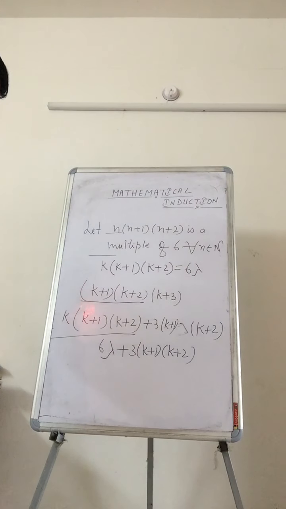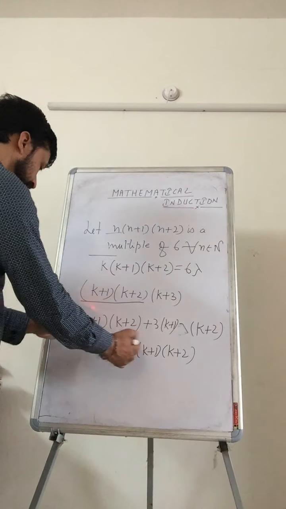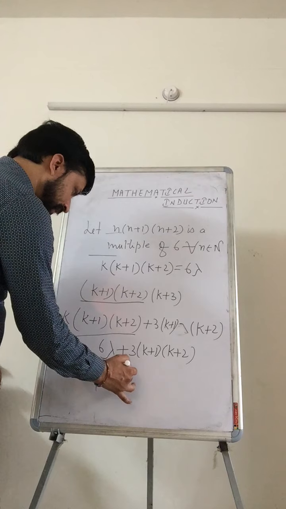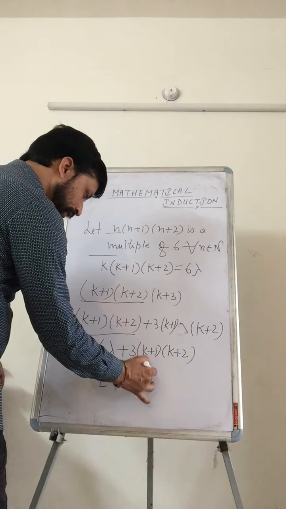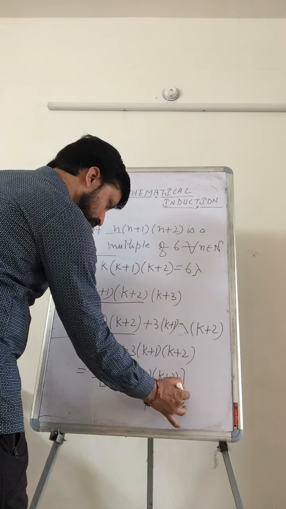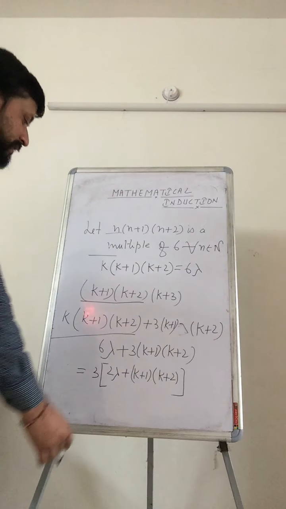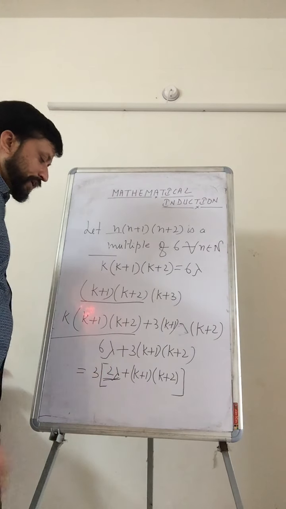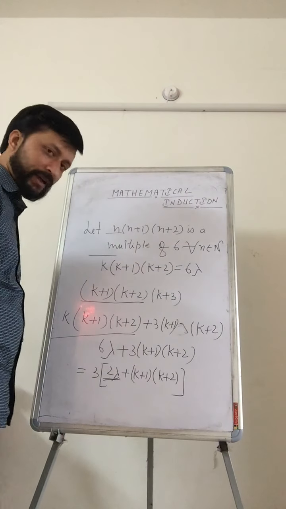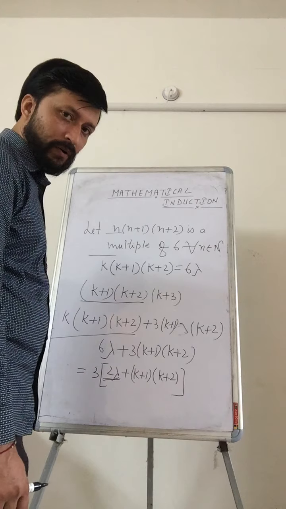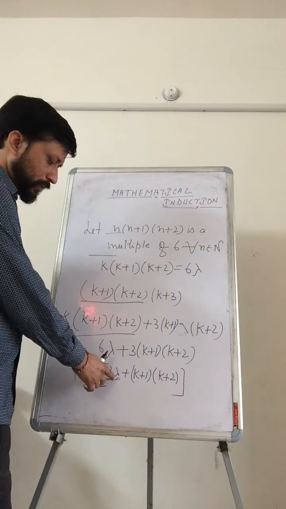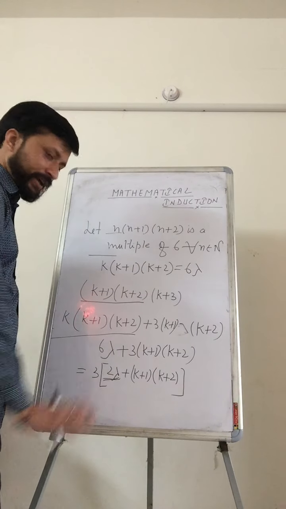Next, what can we do? We can take common from here. If we take common, then we are getting here 2 lambda plus k plus 1 into k plus 2. Okay. Now, this is your even number. First term is your even number, because whatever is the value of lambda, you will always get an even number. If you put any natural number, 1, 2, 3, 4, 5, 6, whatever you put, you will always get an even number.